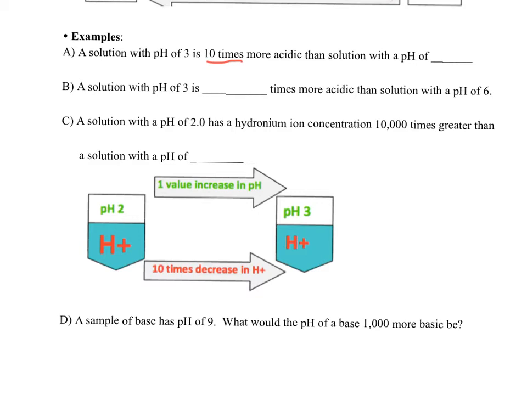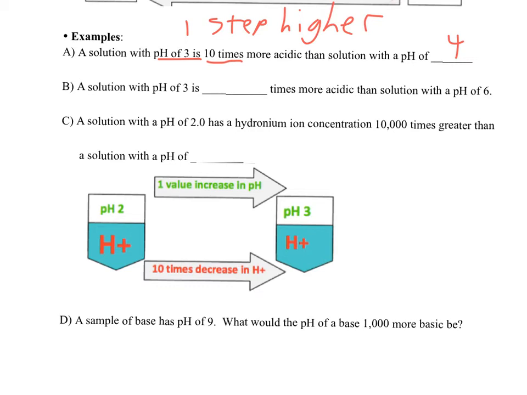That means we need something less acidic. That's not going to be a lower pH, that's going to be a higher pH. So we're looking for the pH that is 1 step higher than something with a pH of 3. That's a pH of 4. Something with a pH of 4 has 10 times fewer H plus ions than something with a pH of 3 because it is 1 step less acidic.